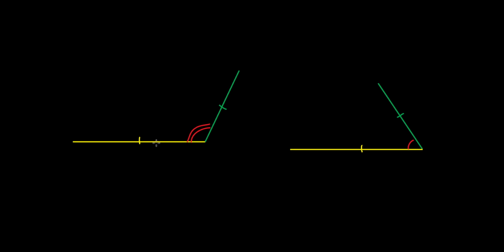Okay, so I've got one side equal to another side. I got a second side equal to a second side. But this angle is not equal to this angle. Would you agree? If they were equal, then I'd have congruent triangles. But they're not congruent. Watch what happens.